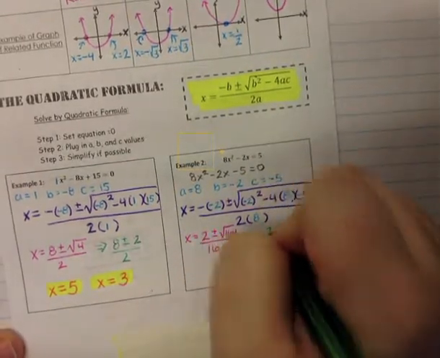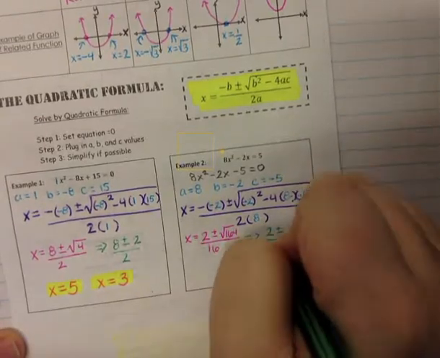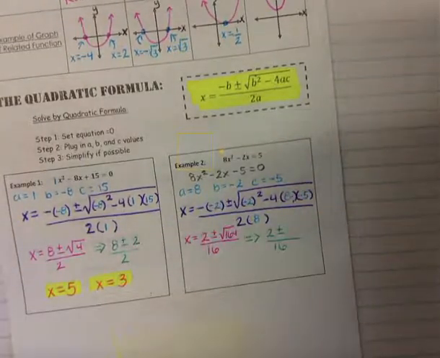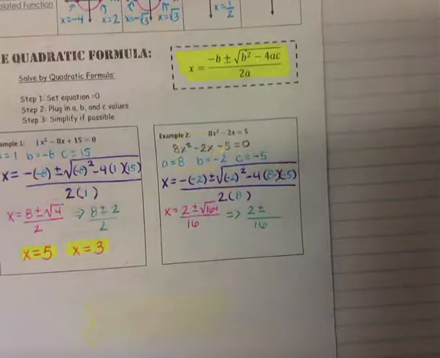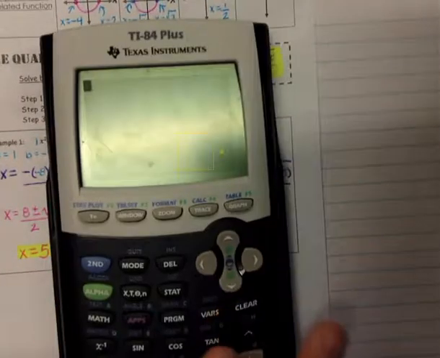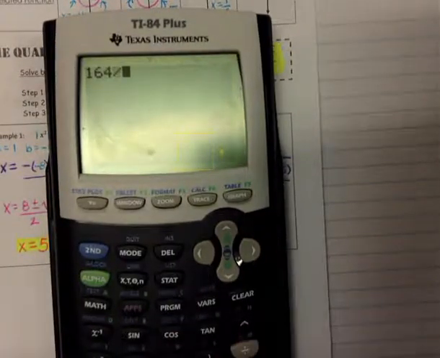So we have 2 plus or minus, and we still have all over the 16. Now we want to simplify the square root of 164. So to simplify that, we take that 164 and we divide by our perfect squares. So the first perfect square we can divide by is 144.